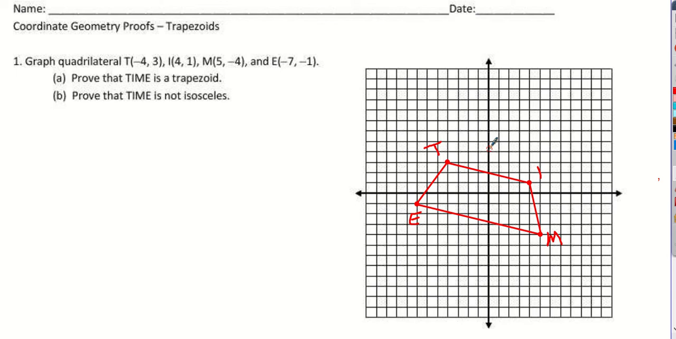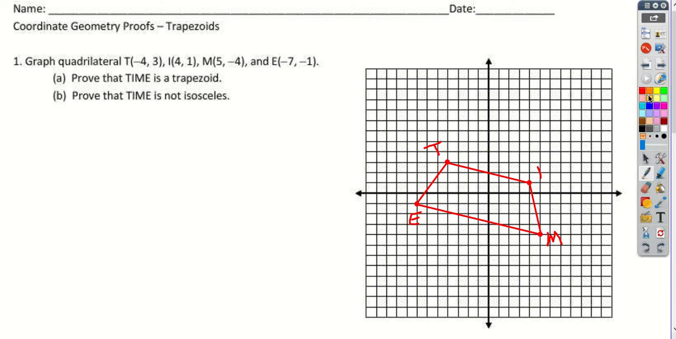All right, welcome to Wednesday. We are taking a look at trapezoids. So today we're taking a look at how to prove something's a trapezoid and then how to show it's isosceles.